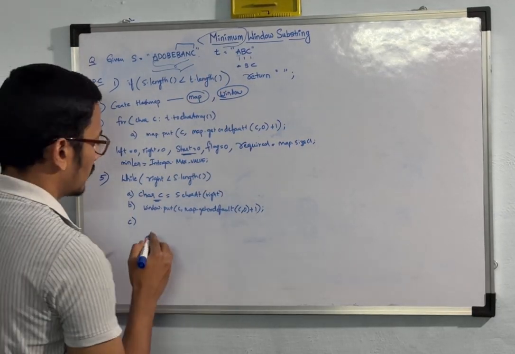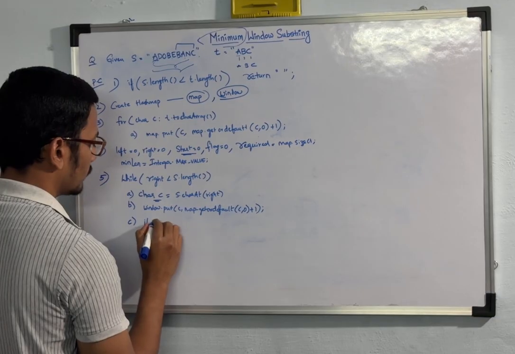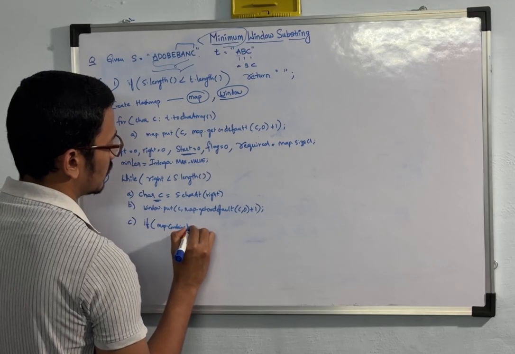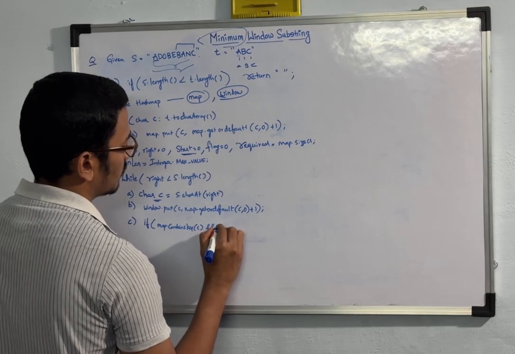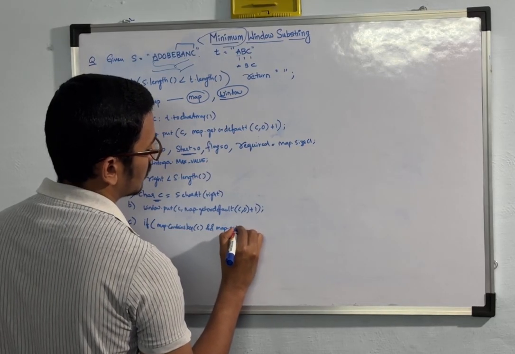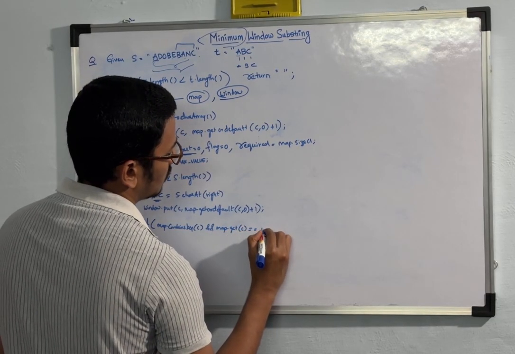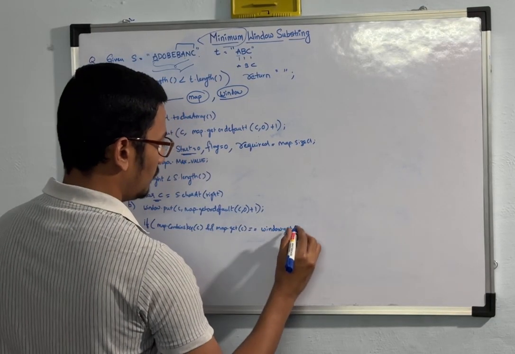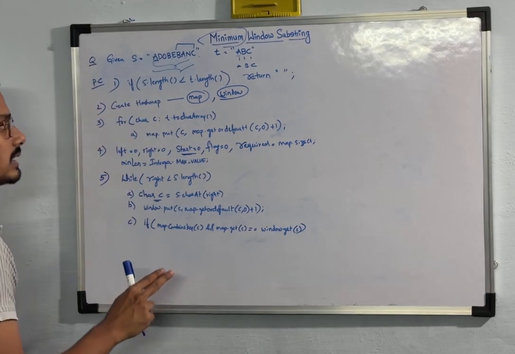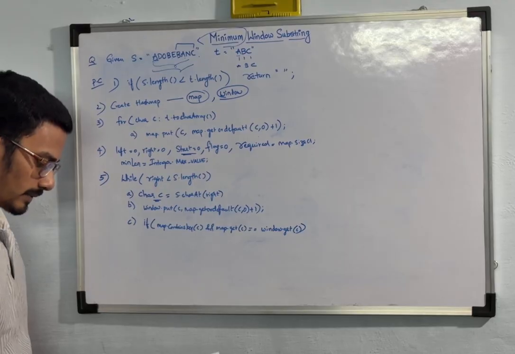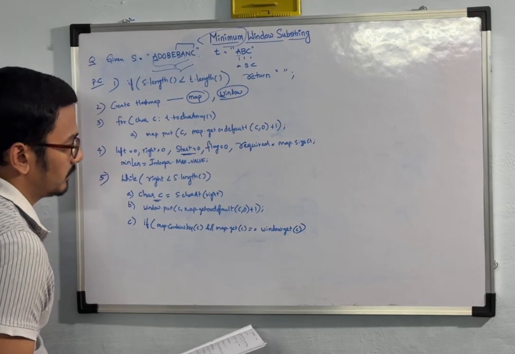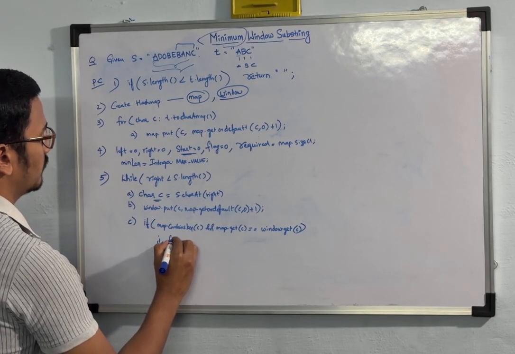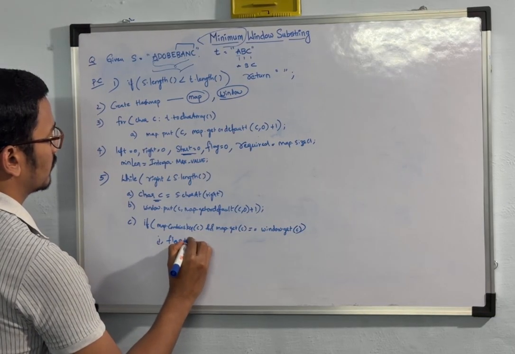So I'll write the condition and explain it. If map dot contains key c and map dot get c equal to window dot get c. So this is the condition. Whenever this condition is satisfied, what I will do is I'll add a flag. So inside this condition, increment the flag.